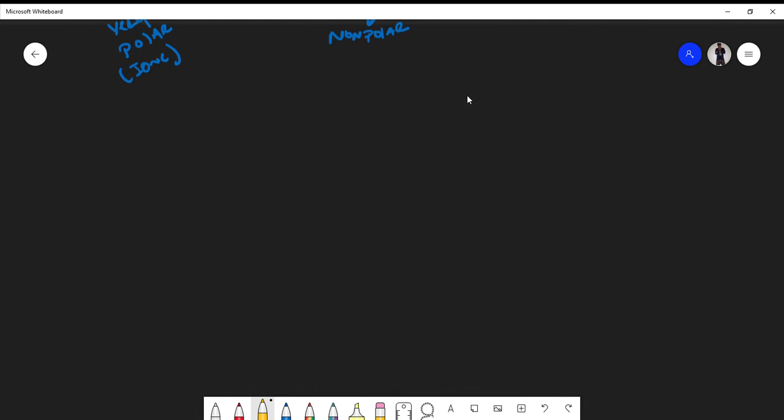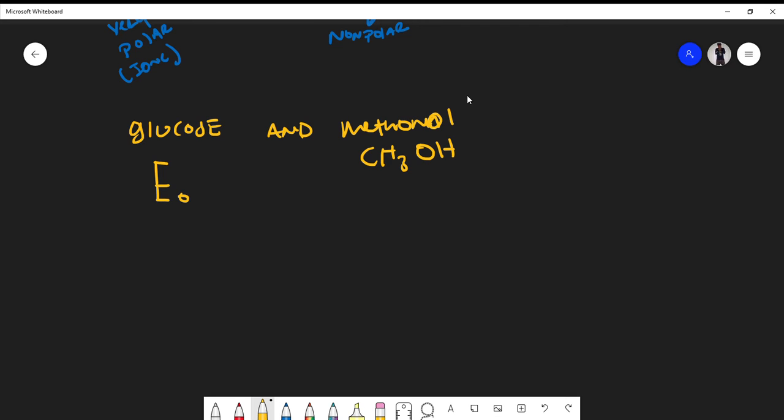How about this one, right? How about glucose and methanol, right? Now, the methanol formula is CH3OH. Glucose is multiple R groups with various OHs in its structure. So I'm just going to say R1, R prime, R2, right? So this is kind of the structure of glucose, and here's methanol.